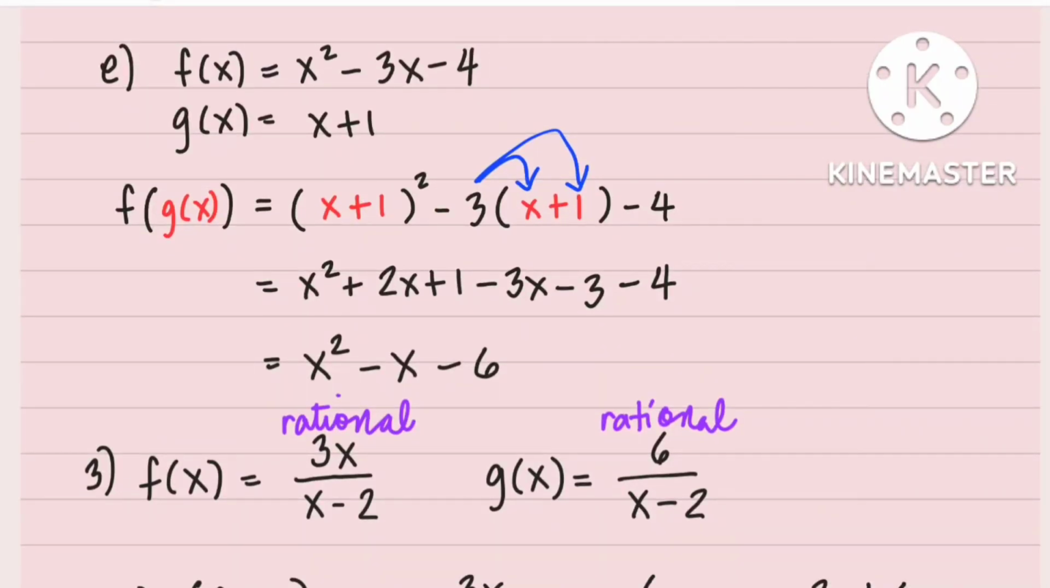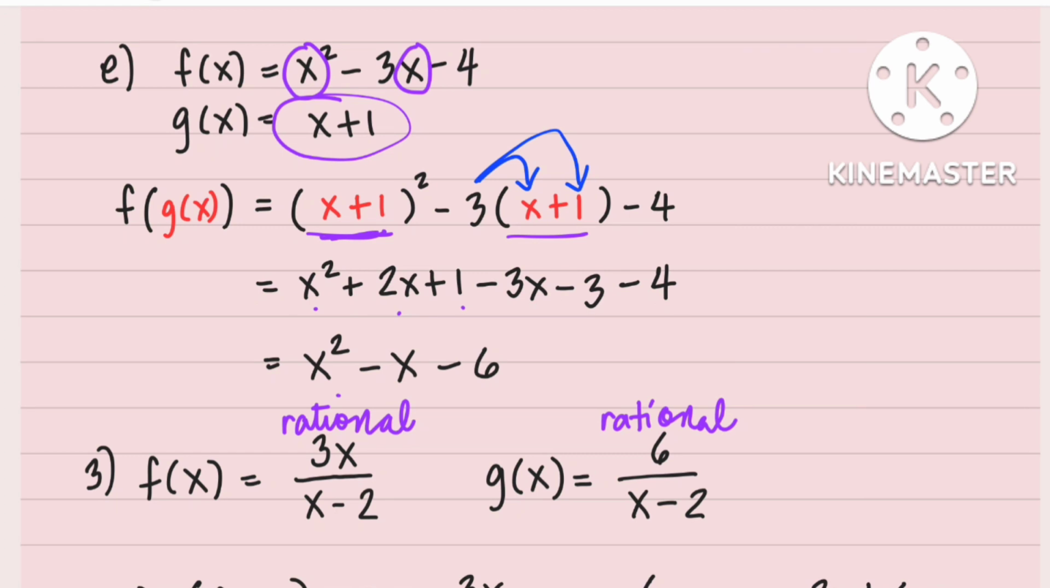Composition. Again, in composition, it means we will have to replace all the x's of f with the whole g. So we'll have this expression. The x's became x plus 1. Then, expanding the square of x plus 1, or by FOIL method, we will obtain x squared plus 2x plus 1. You may verify it on your paper.